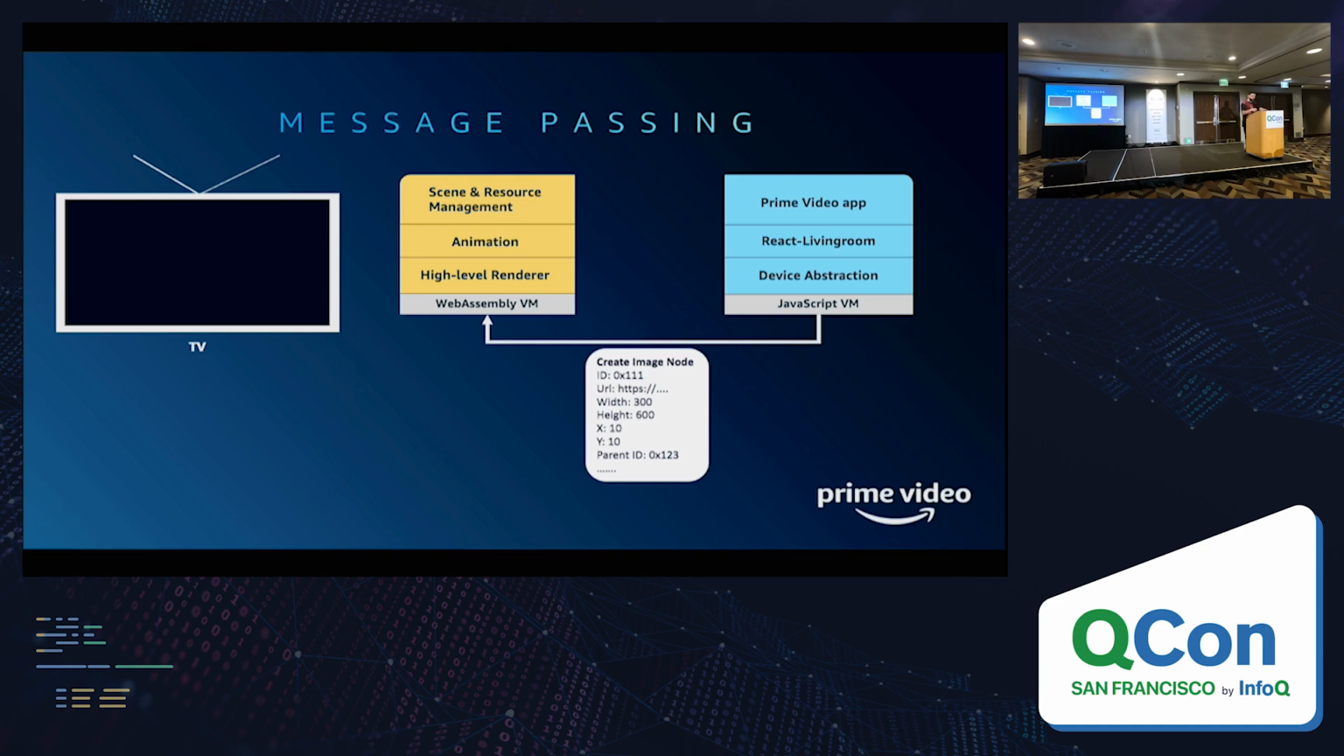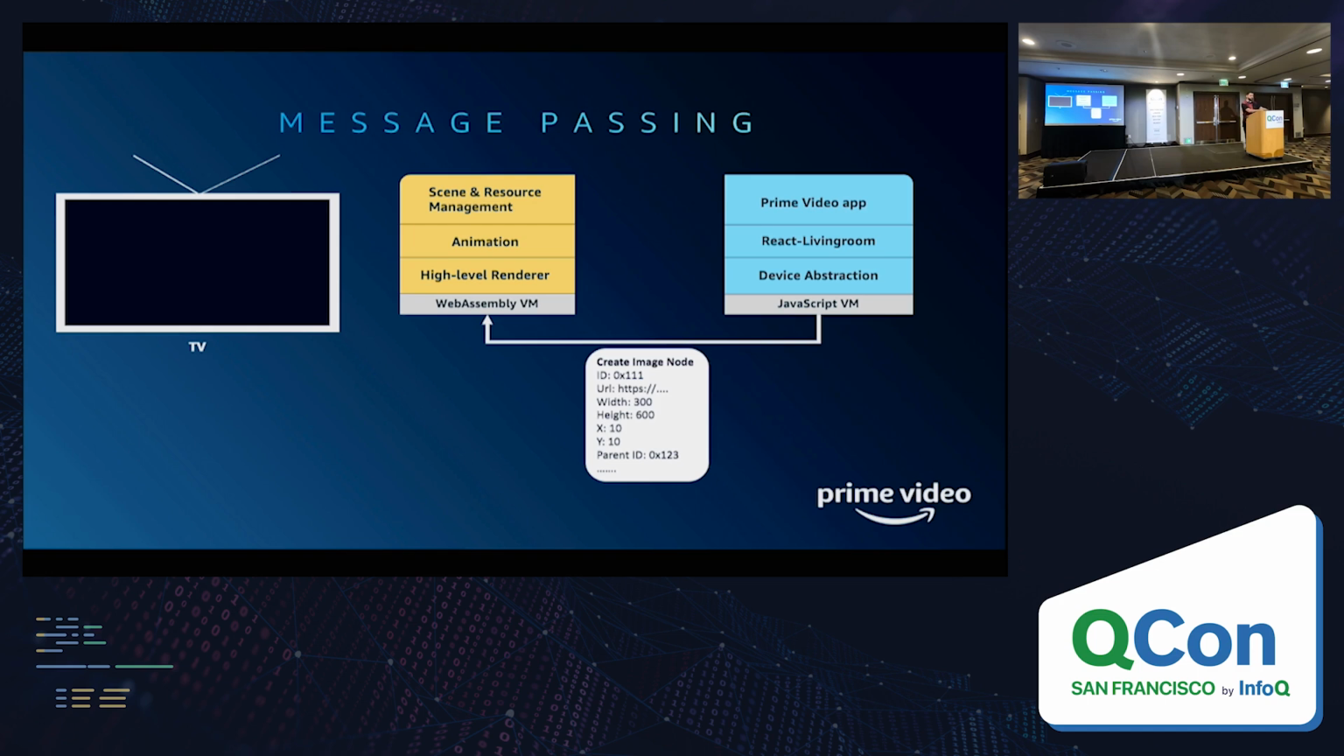The WebAssembly VM has the engine, and this engine has low-level things that actually manage that scene tree that we talked about. So, for example, the scene and resource manager will figure out, oh, there's a new message, I have to create a node, put it in the tree. It's an image node, so it checks if that image is available or not. It issues a download request. Maybe it animates some properties if necessary. And once the image is downloaded, it gets decoded and uploaded to the GPU memory.